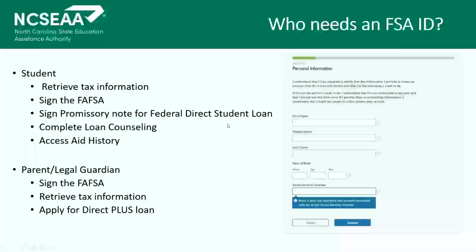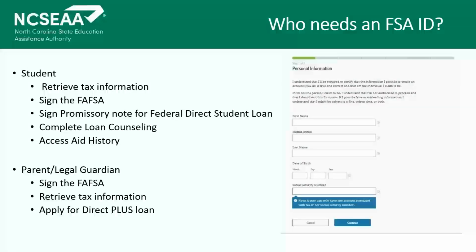Again, who needs an FSA ID? This is the electronic signature that the student and parent will use to sign their FAFSA form. Both student and parent will have to have an FSA ID. Students will use this FSA ID in order to use the DRT tool. In addition to signing the application, students will also use it to sign a master promissory note. A master promissory note is where a student goes online and electronically signs that they promise to pay a loan if they choose to take out a student loan.